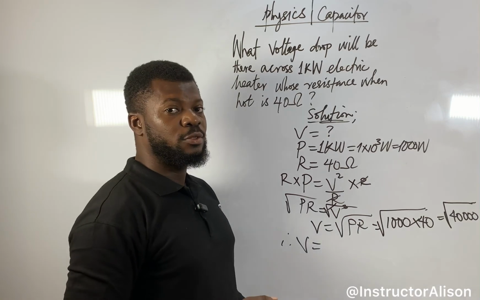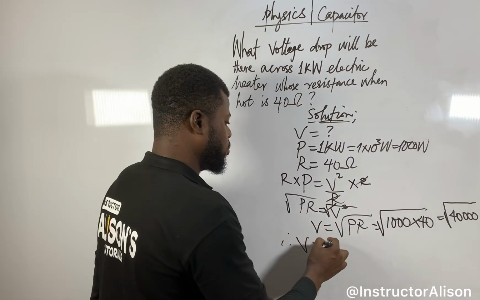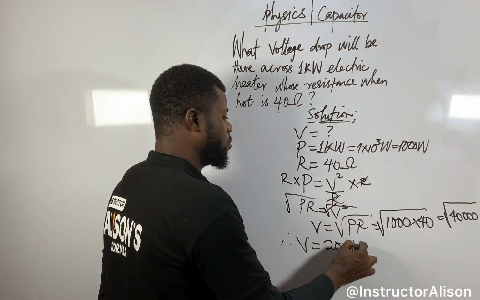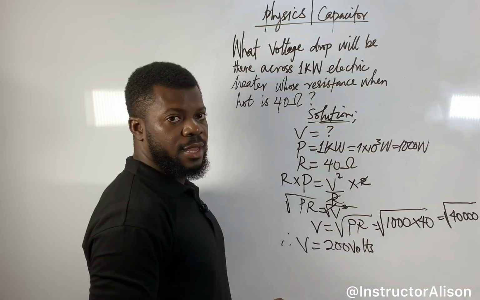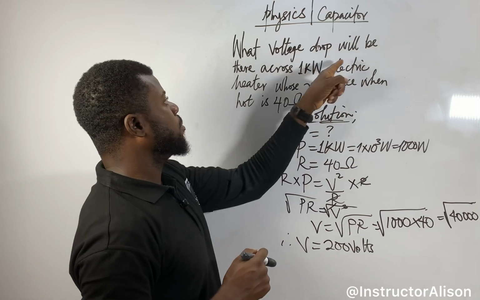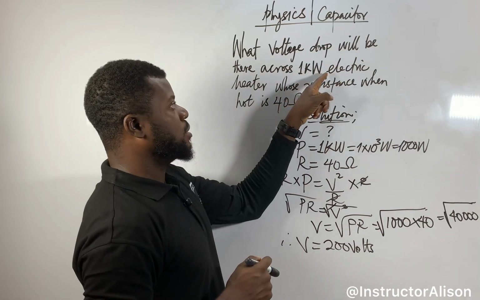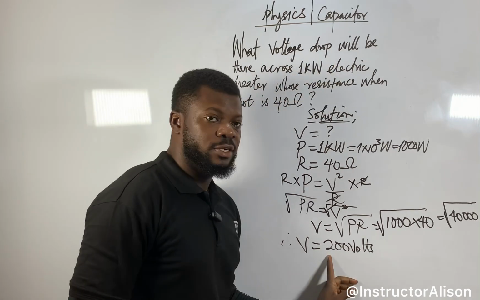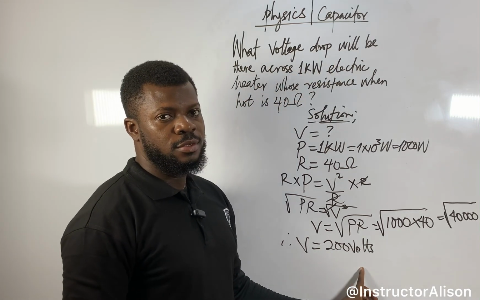You know that 200 times 200 gives you 40,000. So just put 200 volts. That will be the answer. Now they ask, what is the voltage drop? So the voltage drop across this 1 kilowatt electric heater is 200 volts. It makes sense.